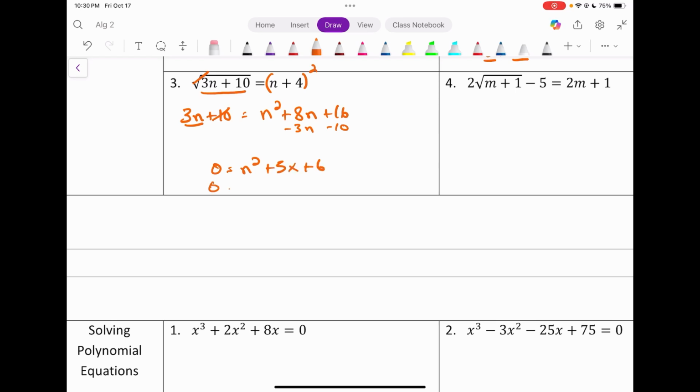We always try to factor first. If it's not factorable, you can use my method. So we're looking for what adds to give you 5, multiplies to give you 6, which is a positive 2 and a positive 3. So therefore, n is equal to a negative 2, and n is equal to a negative 3.